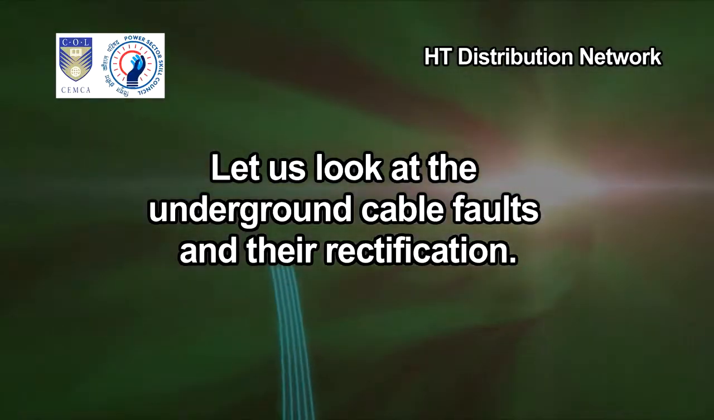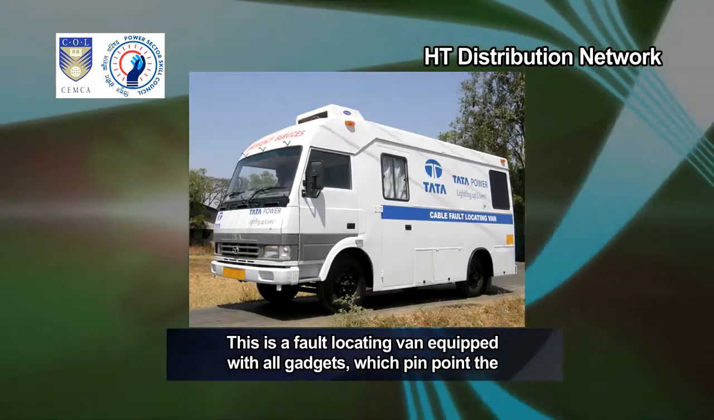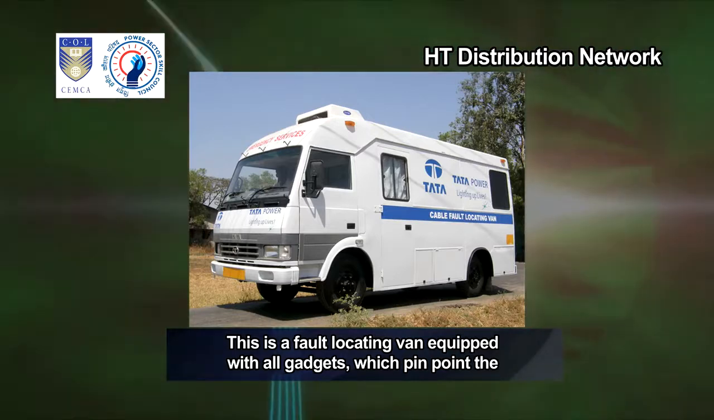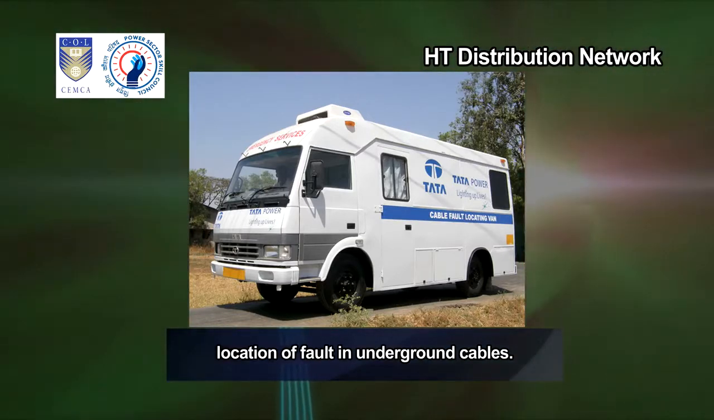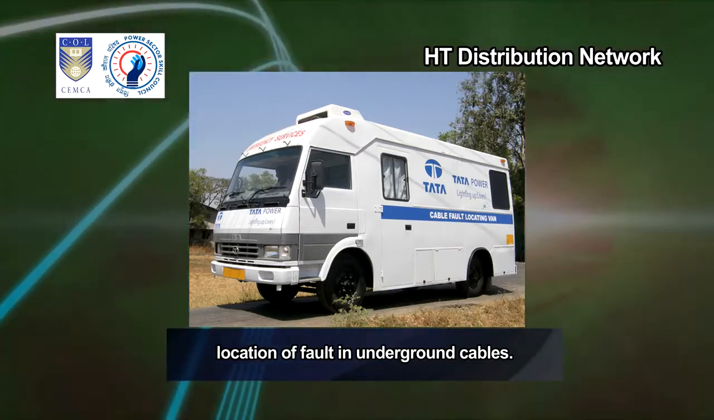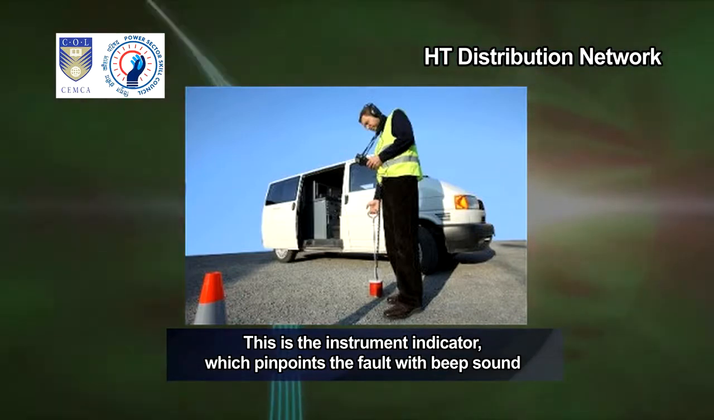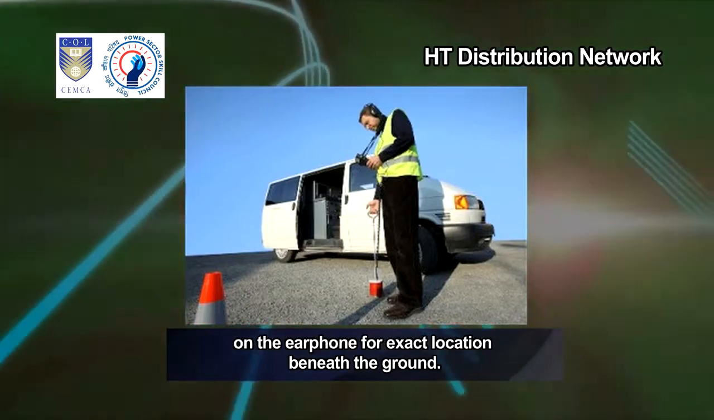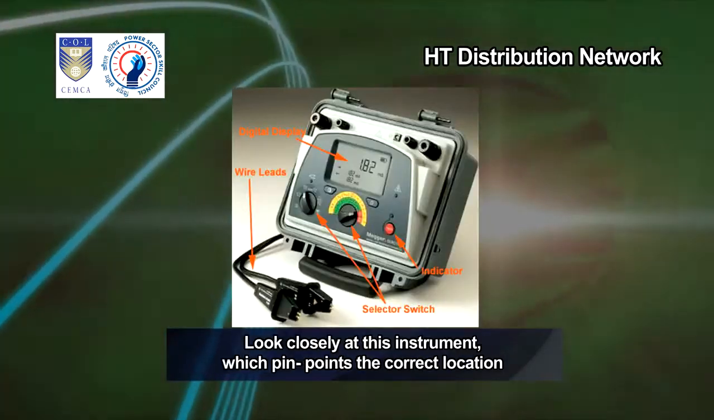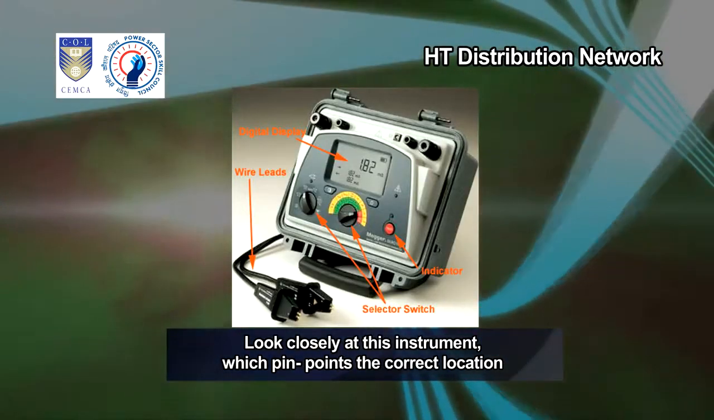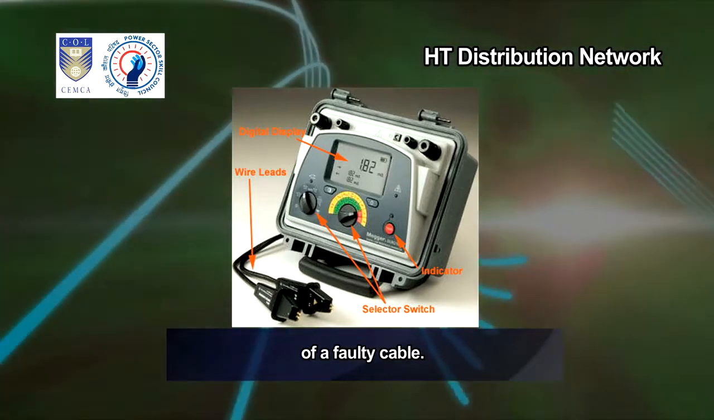Let us look at the underground cable faults and their rectification. This is a fault locating van equipped with all gadgets, which pinpoint the location of fault in underground cables. This is the instrument indicator, which pinpoints the fault with a beep sound on the earphone for exact location beneath the ground. Look closely at this instrument, which pinpoints the correct location of a faulty cable.